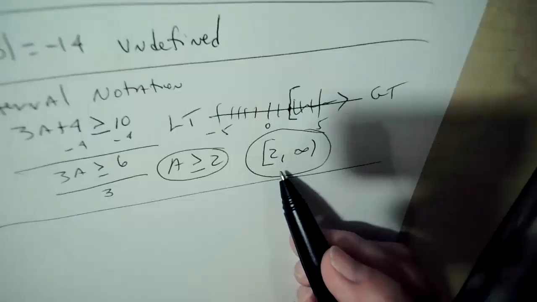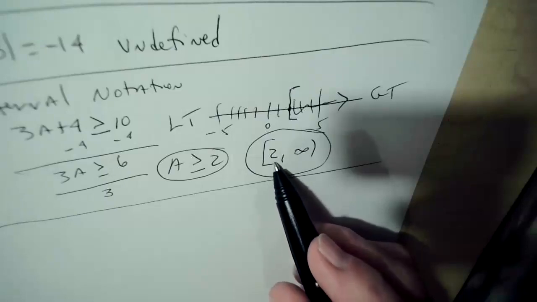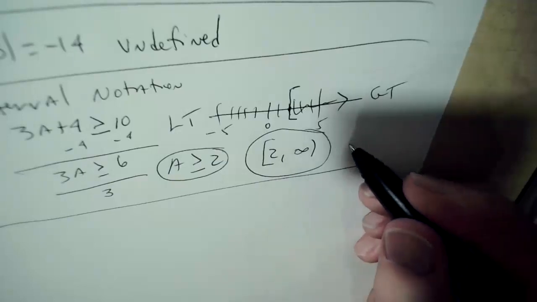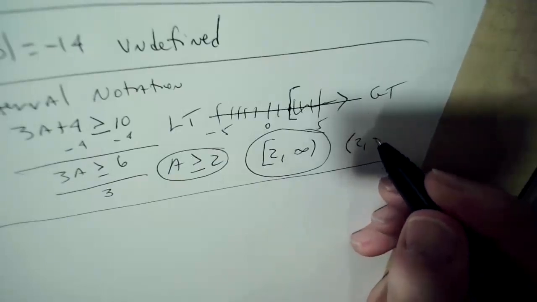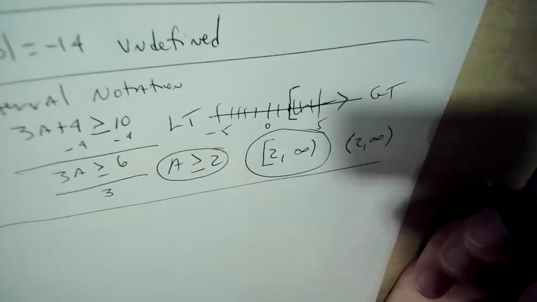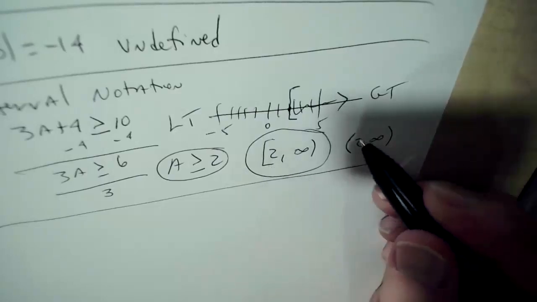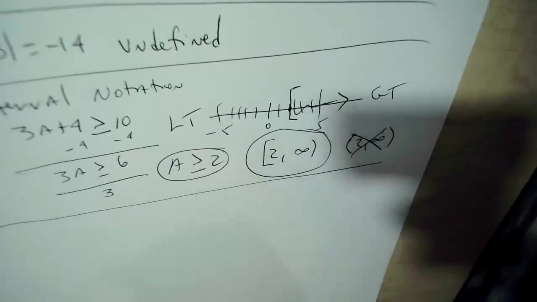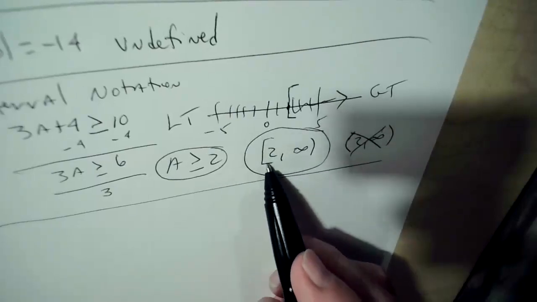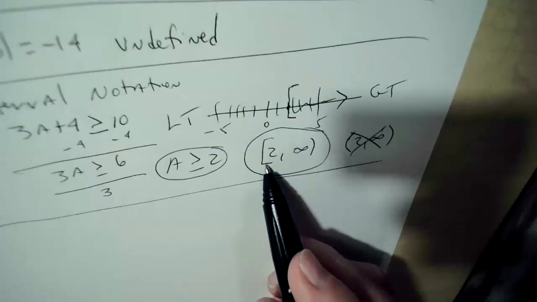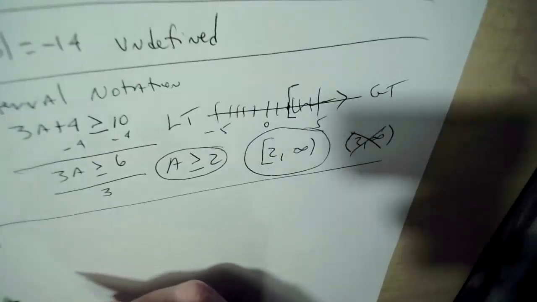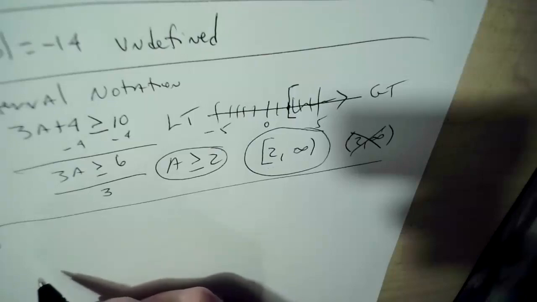When I took this test too, I thought, oh, wait a minute, I've got the same answer here twice. Well, one of them said 2 comma infinity. You've got to make sure it's not that one. It's that one, because it includes the number 2.